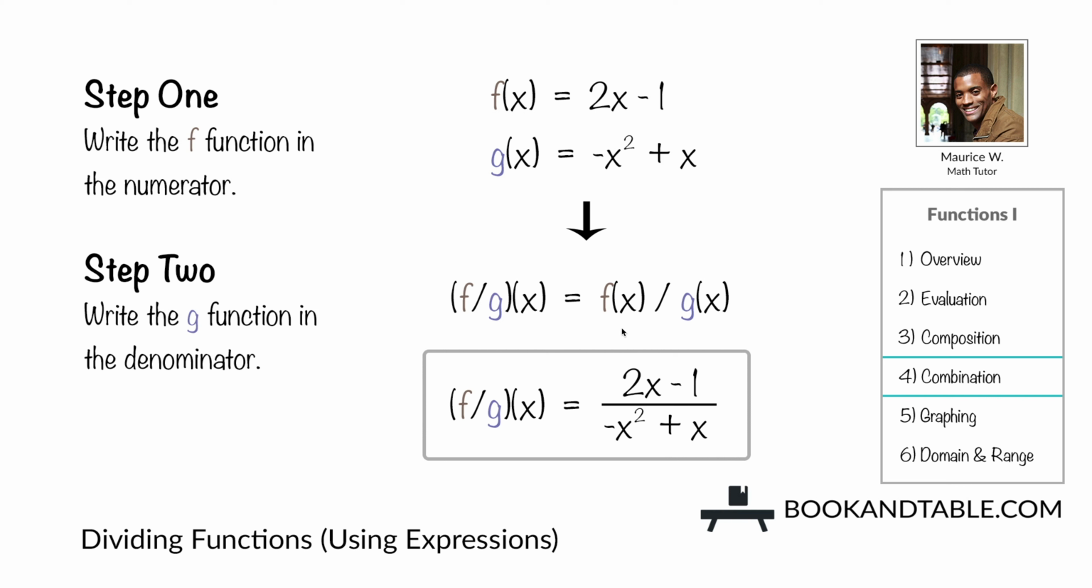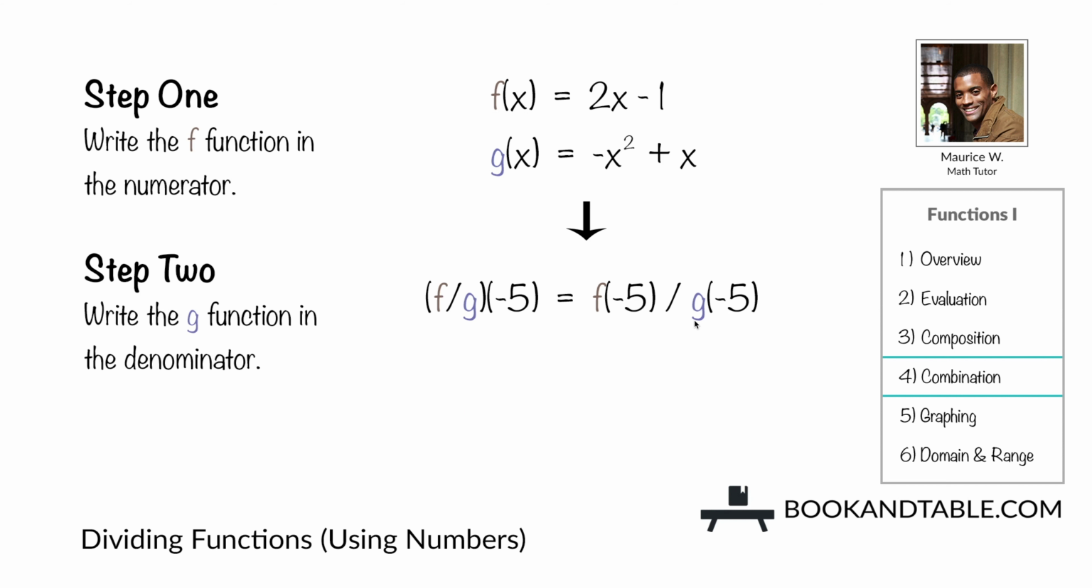So when dividing functions, the first function listed will be our numerator. The second function will be our denominator. So let's take a look at how to divide functions using numbers. Step 1, write the f function in the numerator. And step 2, write the g function in the denominator. So again, we wind up with 2x minus 1 divided by negative x squared plus x.